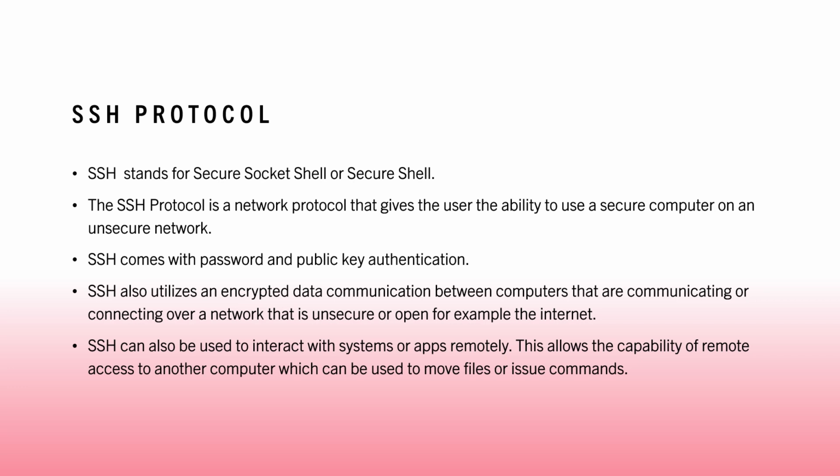SSH can also be used to interact with systems or apps remotely. This allows the capability of remote access to another computer, which can be used to move files or issue commands. Once a connection has been established between the SSH client and server, the data is encrypted according to the parameters that were in the setup. During the setup, the client and server agree on the symmetric encryption that's going to be used and then generate the encryption key.